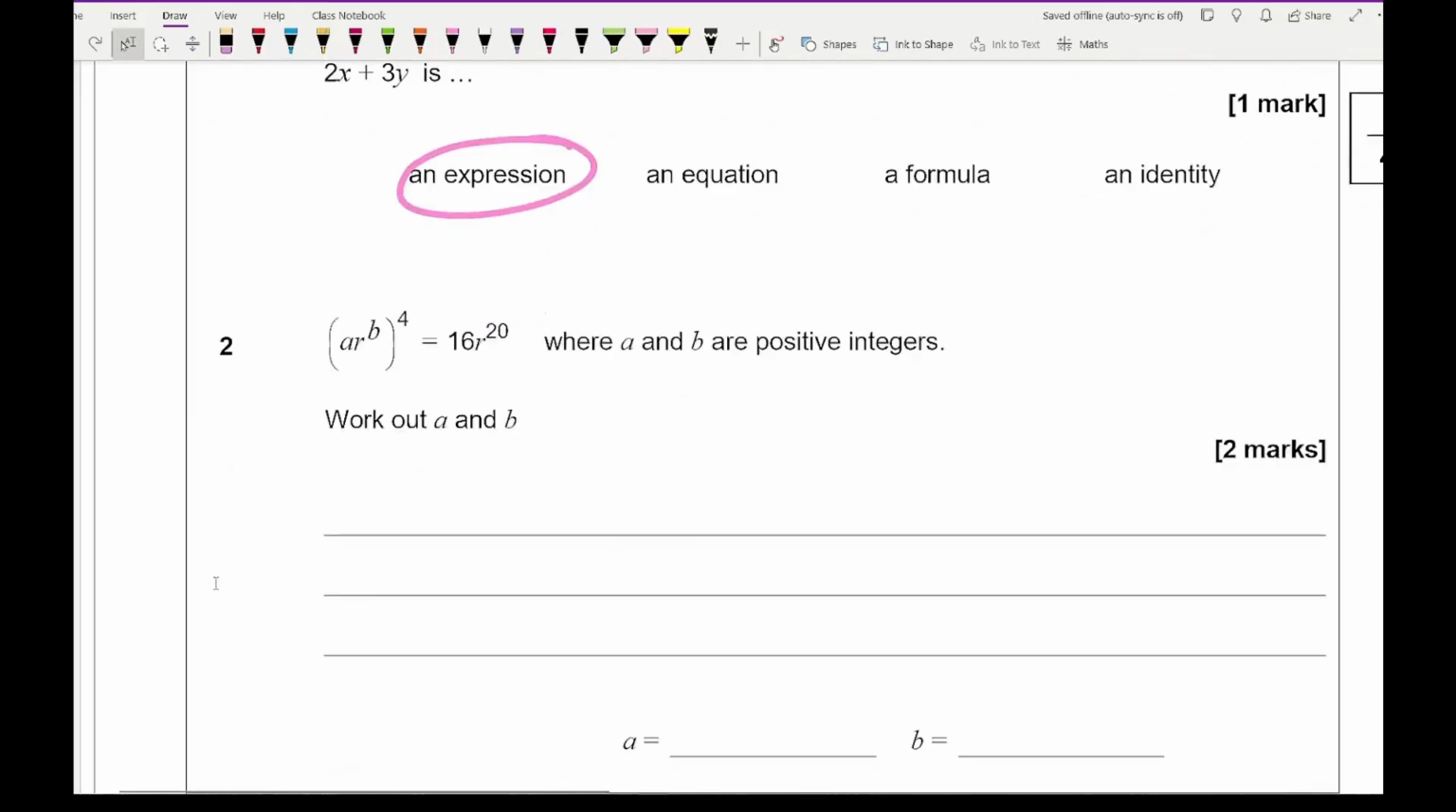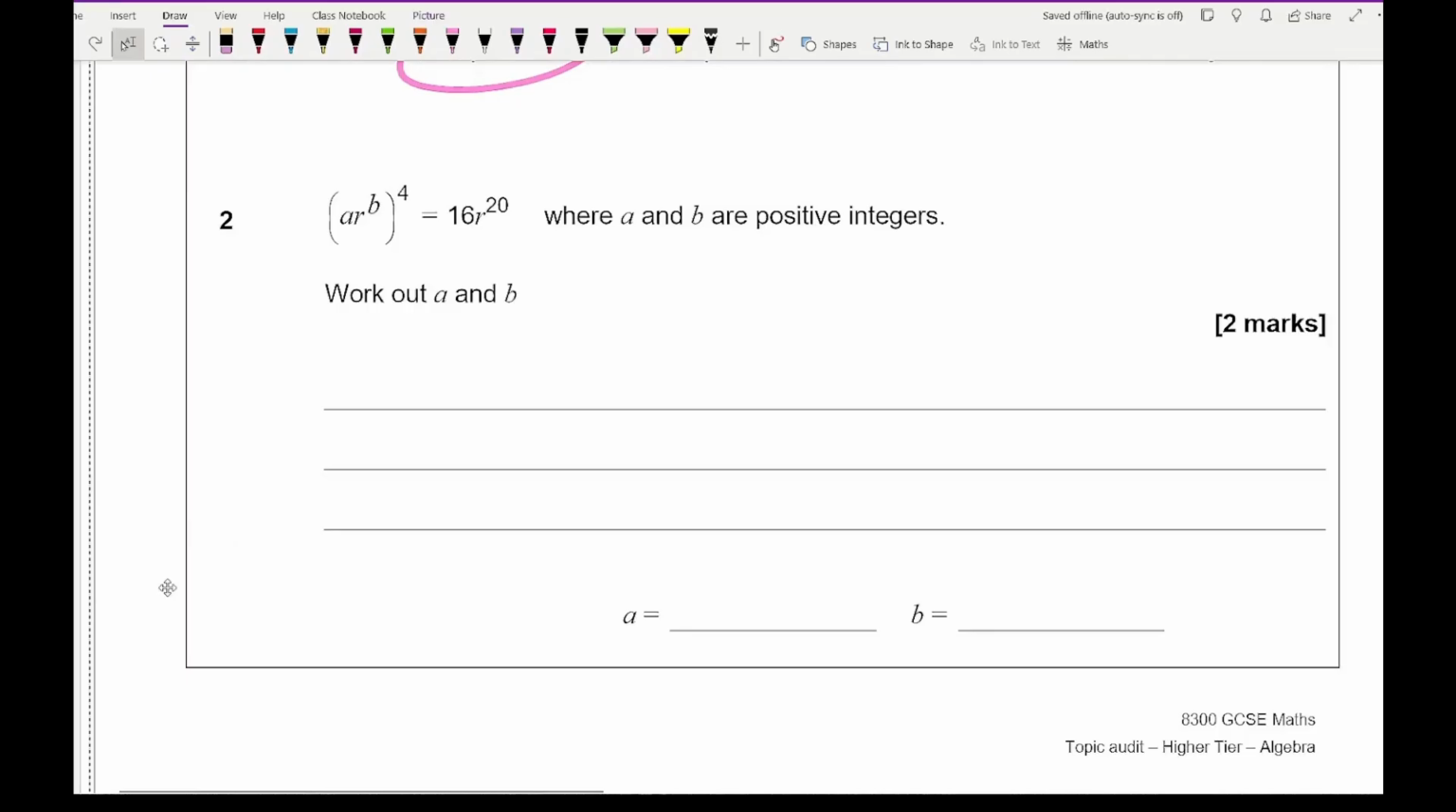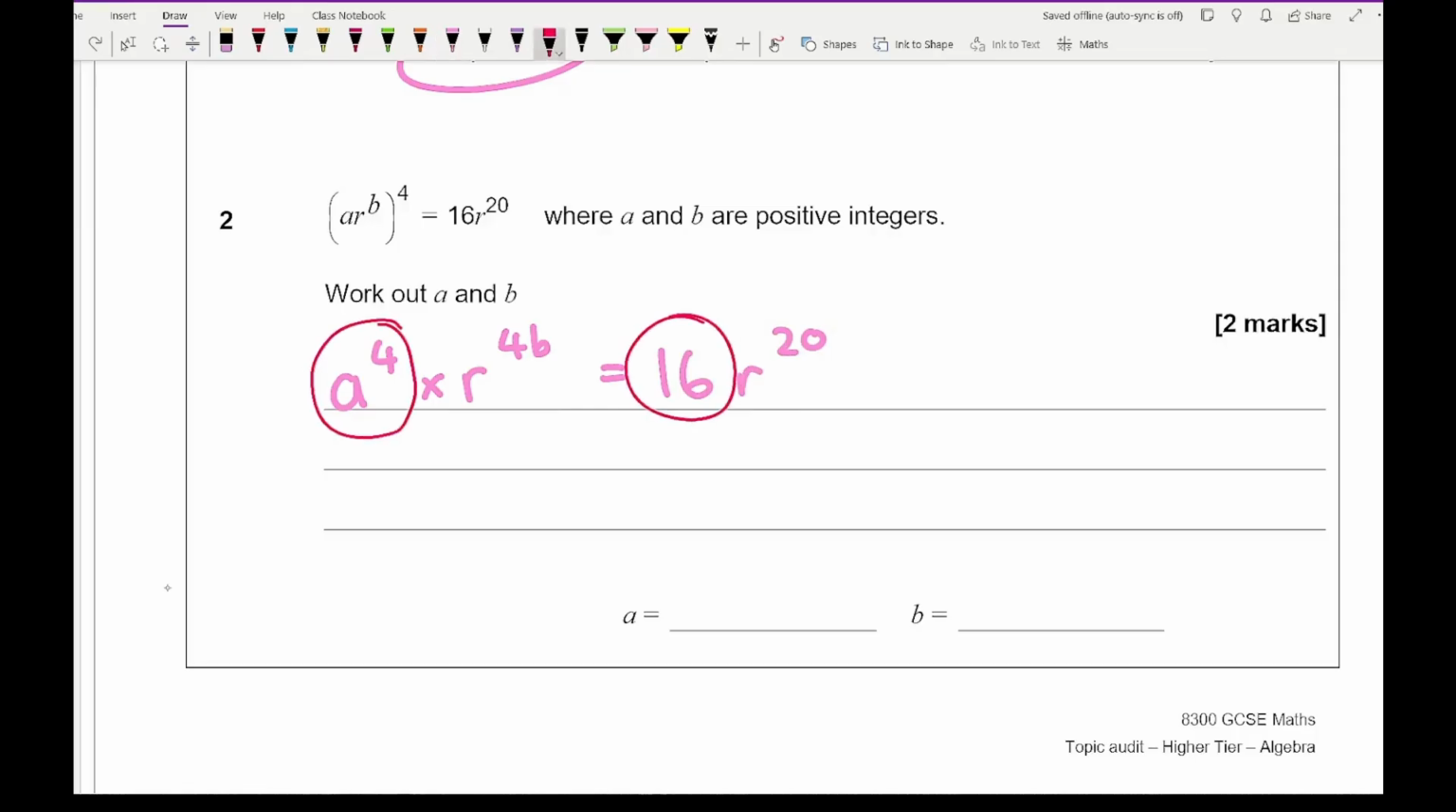Then for question 2, it says a r to the power of 4 all to the power of b equals 16r to the power of 20. So this one is comparing coefficients. First things first, let's expand the bracket. So we have a to the power of 4 and then times r to the power of 4b, and that equals 16r^20. Now looking at this, it means that a to the power of 4 is going to equal 16.